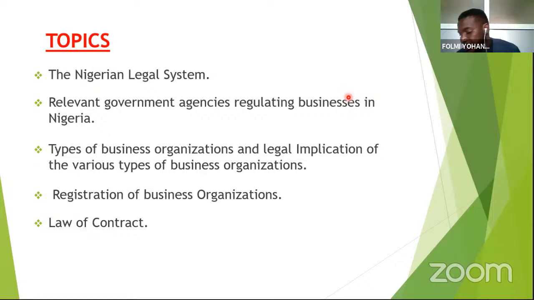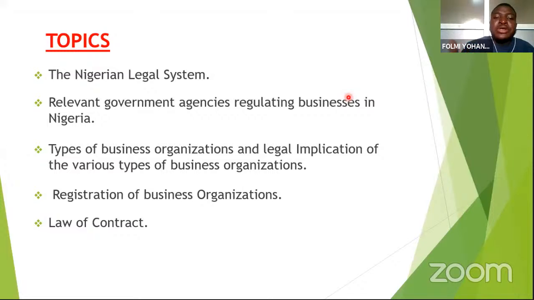So once we look at these topics, by the end of today's class, you get to know the objectives we outlined. You get to know all these things, and when you are asked any question on it, you should be able to answer. I don't expect you to know everything, but you should have an idea of what the Nigerian legal system is, what the relevant government agencies regulating businesses in Nigeria are, and their functions, types of business organization, and their legal implication.